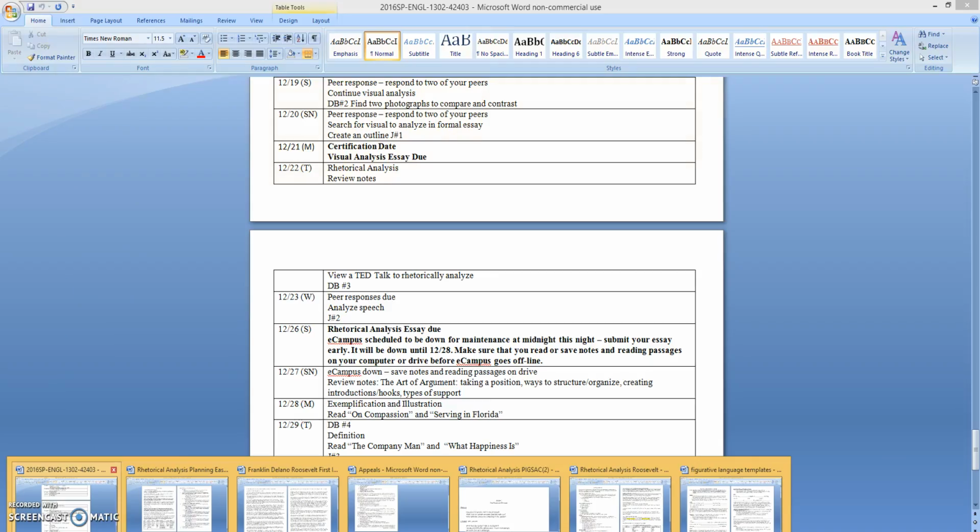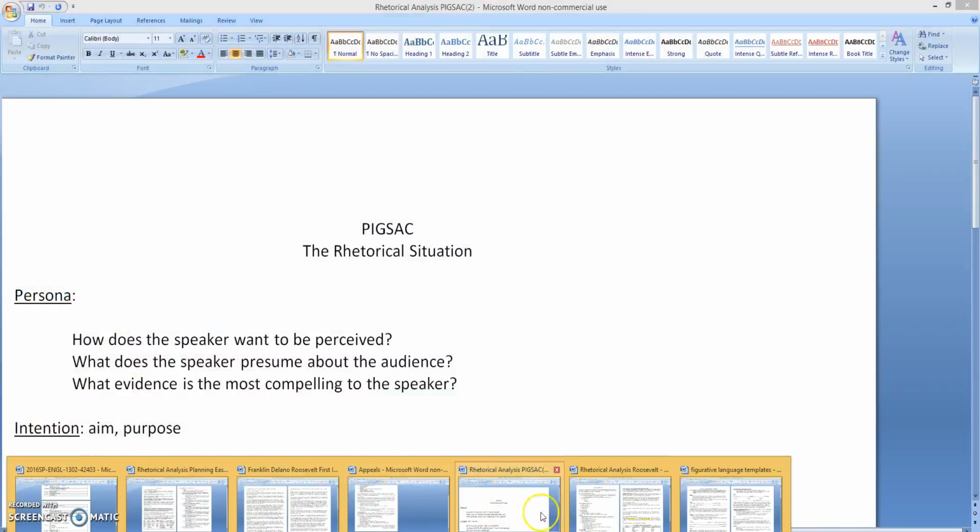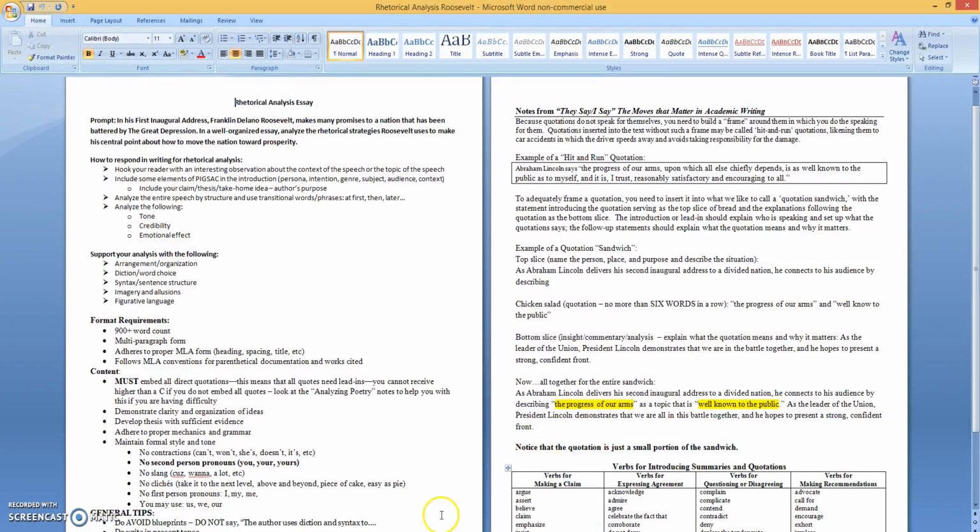I'm not going to go through all of them because you've seen them so many times. But I'm going to show you the requirements for the essay. And so here's the prompt. It says, in his first inaugural address, Franklin Roosevelt makes many promises to a nation that has been battered by the Great Depression. In a well-organized essay, analyze the rhetorical strategies Roosevelt uses to make his central point about how to move the nation toward prosperity.